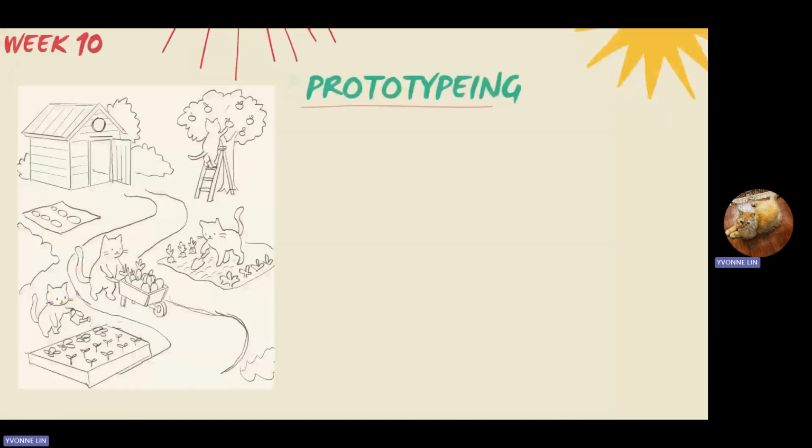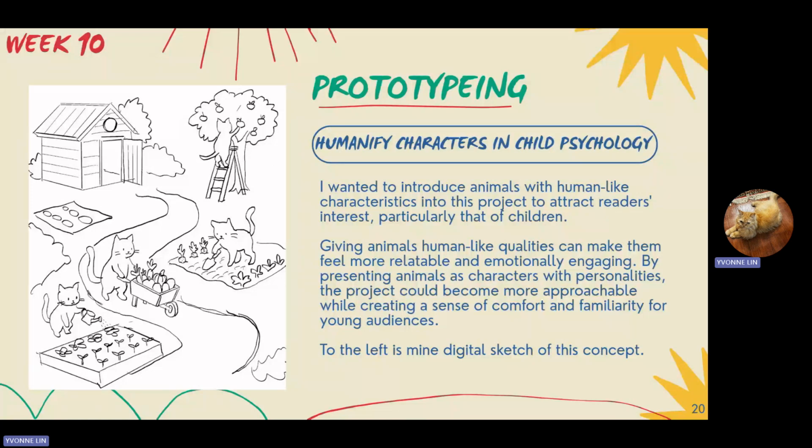The digital prototype allowed me to begin developing the visual style of this project. At this stage, I introduced a group of animal characters working together within the allotment environment. By giving the animals human characteristics and personalities, I hope to make the artwork feel more approachable and engaging for children. This prototype helped me test whether the characters felt friendly, memorable, and suitable for the final design.